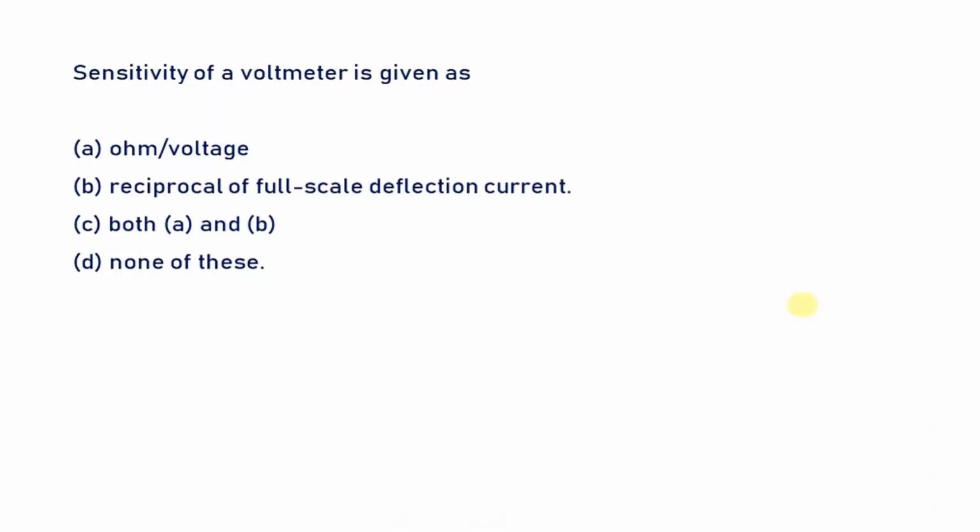So the first question is: sensitivity of a voltmeter is given as... So these are the options given. I have explained this term in my previous lecture. You can go to that lecture and watch it. So basically we know that sensitivity is the reciprocal of I_FSD. We know sensitivity equals the reciprocal of full scale deflection current, and full scale deflection is always current I.